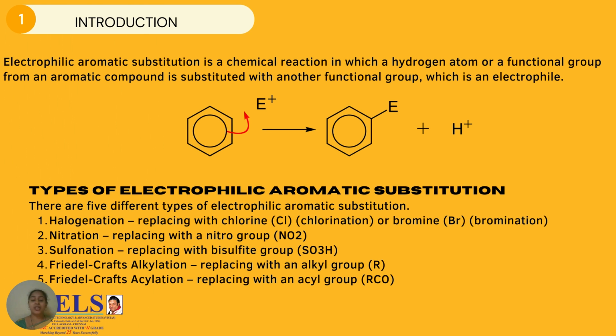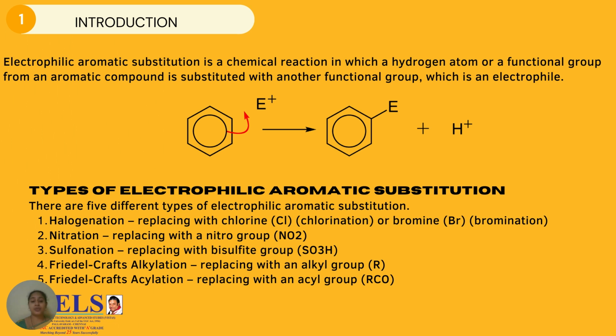So, electrophilic aromatic substitution. It is a chemical reaction in which the hydrogen atom or functional group attached to the aromatic ring is substituted with another functional group, which should be an electrophile. We can easily explain this through a reaction. If you see the benzene ring, each corner of the benzene has one hydrogen. That hydrogen may be replaced with the electrophile, and it will produce an electrophilic substituted product, which is shown on the right-hand side.